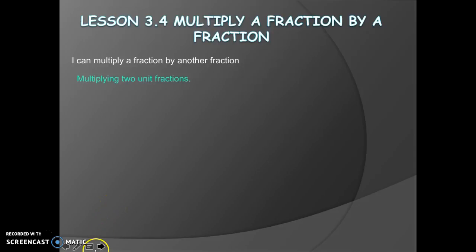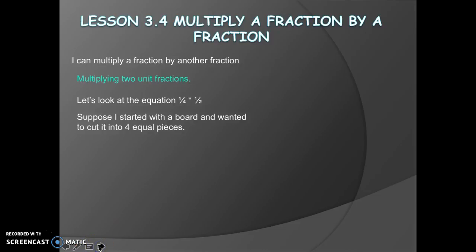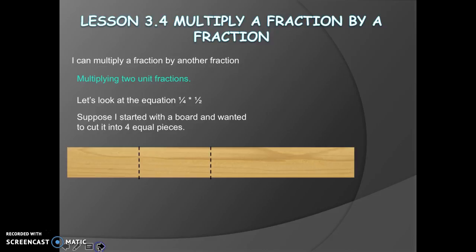So, multiplying two unit fractions. If we look at the equation, 1/4 times 1/2. Let's see if we can picture this. Suppose I started with a board and wanted to cut it into 4 equal pieces. So there's my fourths. And we've talked before about how multiplication with fractions, that multiplication sign means of. So we're going to take now, really, half of a fourth.